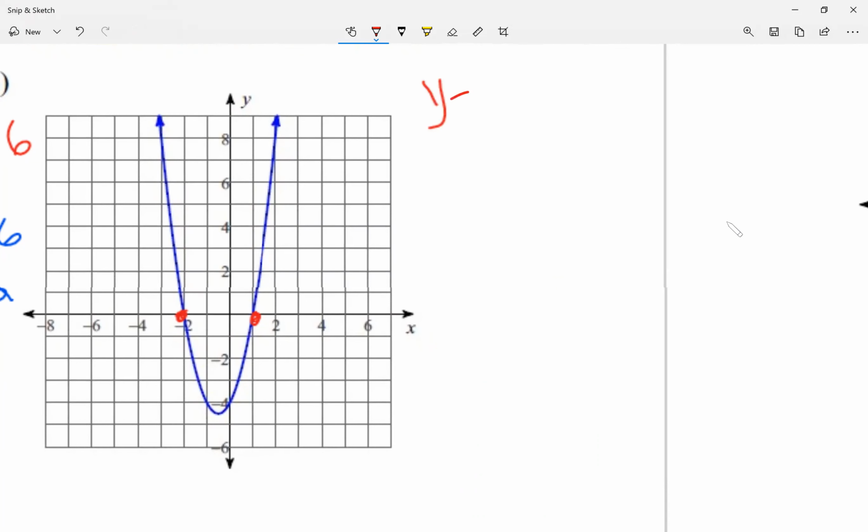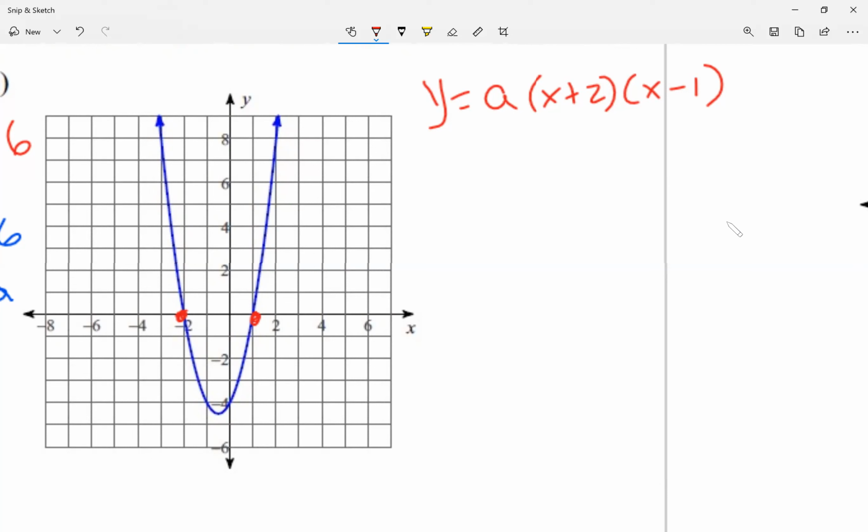Part of my answer is going to look like y equals a, the aperture. I know it's a positive number because it's open up. And then I have (x plus 2)(x minus 1), right? I crossed it at -2. Notice I switched the sign, x plus 2. My other intercept was a +1, so I write x minus 1. Don't forget that I switched the sign.